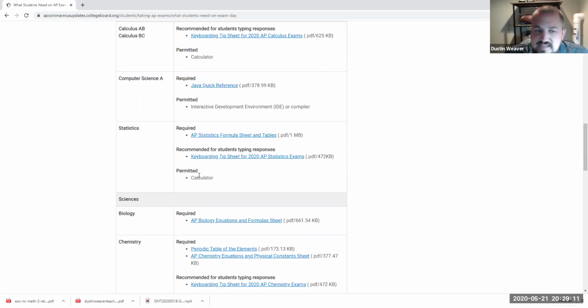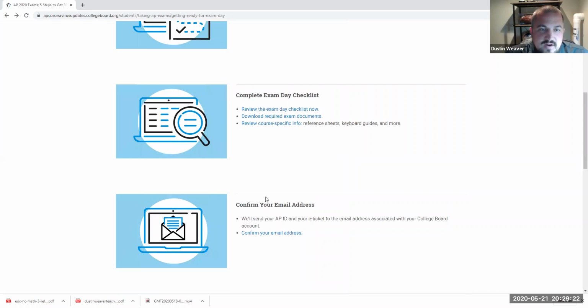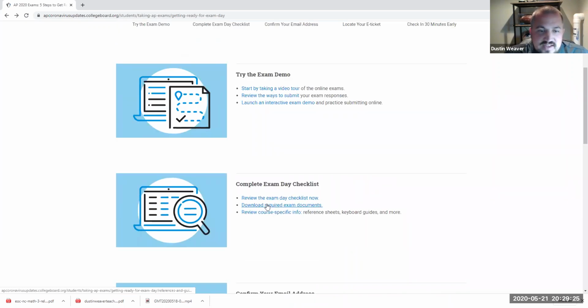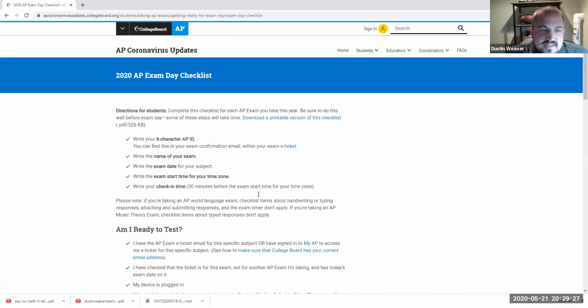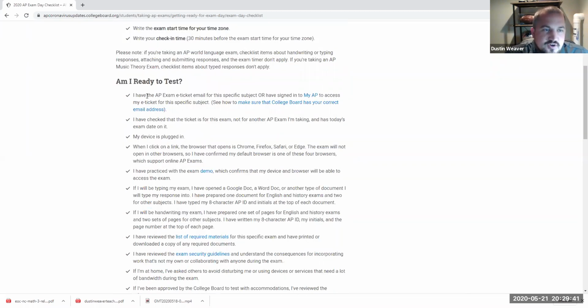And then you're also obviously allowed to use a calculator, which you can use the online calculator or your own handheld calculator as well, okay? So those are the things specifically for AP Statistics. The other thing you want to do is review the exam day checklist. You would like to write your 8-digit AP ID, write the name of your exam, the exam date, the start time, and your check-in time, which would be 1:30. And then make sure that you're ready to test by going through all these things.